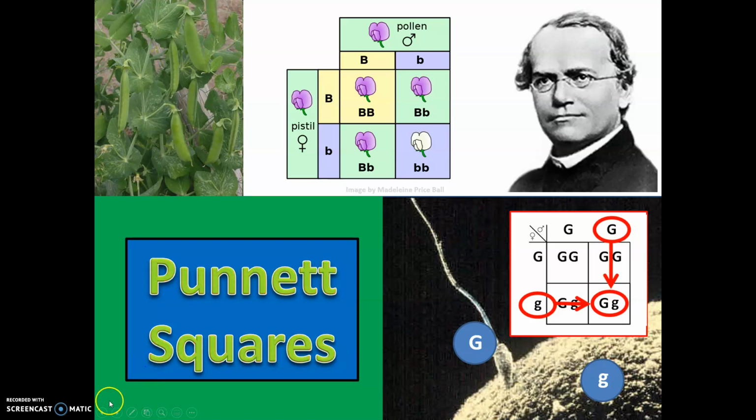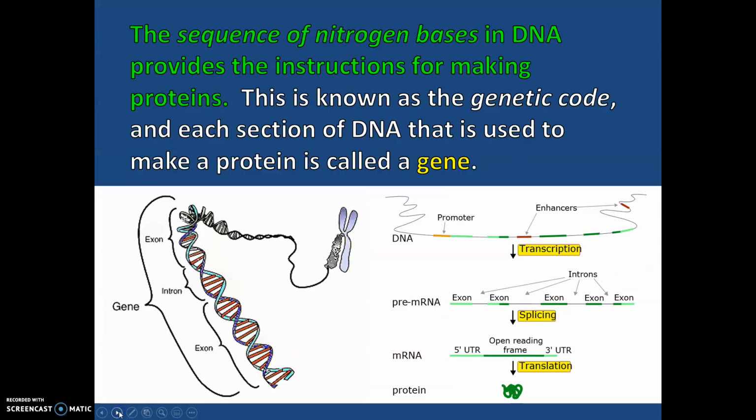So today we will be introducing genetics and talking about monohybrid crosses. Before we begin, let's discuss a little bit more about genes. The sequence of nitrogen bases in DNA provides the instructions for making proteins. This is known as the genetic code, and each section of the DNA that is used to make a protein is called a gene.